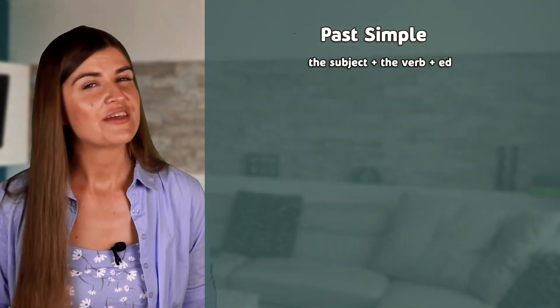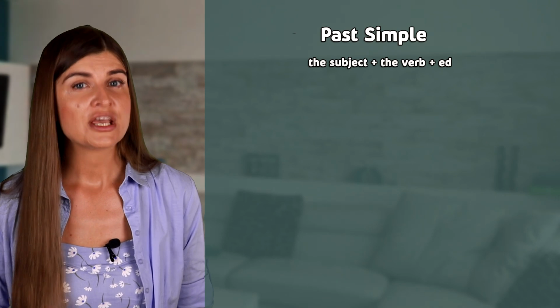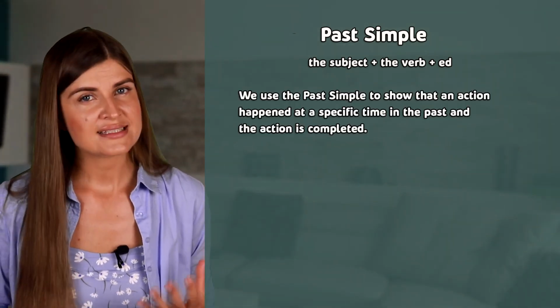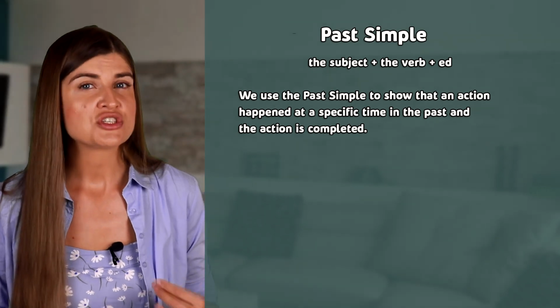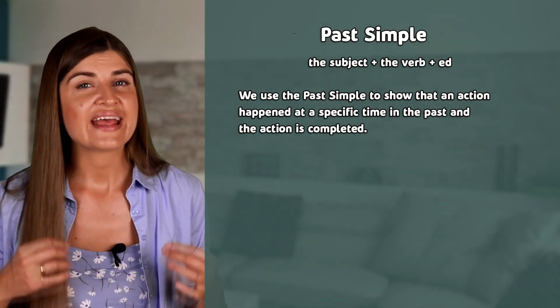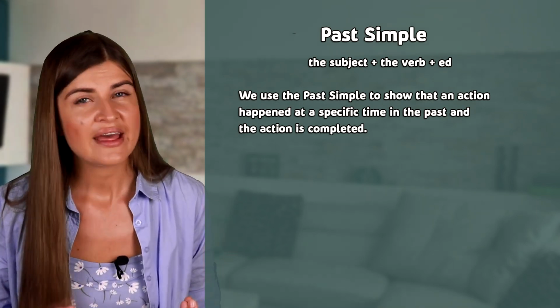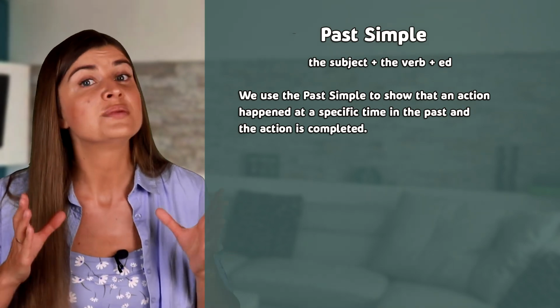And now we move on to the past simple. It's very easy and simple to understand, and it's very common. The past simple is formed using the verb plus ed. The past simple is a verb tense which is used to show that an action happened at a specific time in the past and the action is completed.